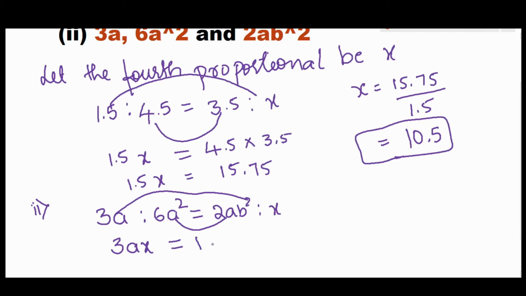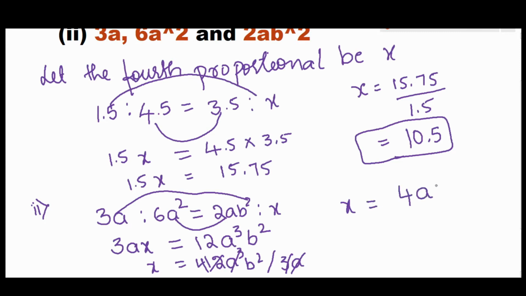6 2s are 12. A square into a is a cube. Again I get b square. I need to find the x value. So I retain x and the remaining terms I'm going to shift towards the other end. So I result with this 3a. Now 3 4s are 12, and a cancels with the a over there. Now I have left out with x is equal to 4a square b square. Therefore, the fourth term is 4a square b square.